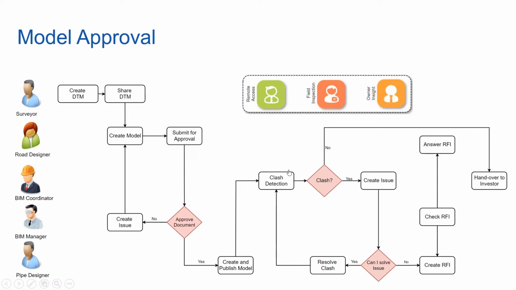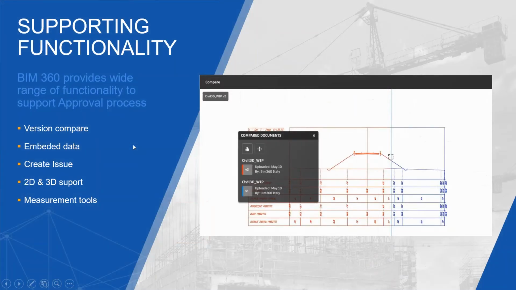And then the BIM manager should either approve or not approve my document. So basically, if he's not approving, he will create an issue and send the drawing back to me. In fact, the BIM manager doesn't even have Civil 3D installed on his machine. However, using BIM 360, he can view the data and compare the versions.